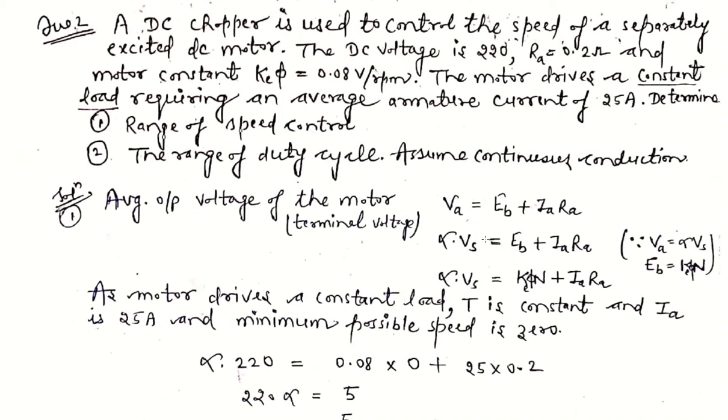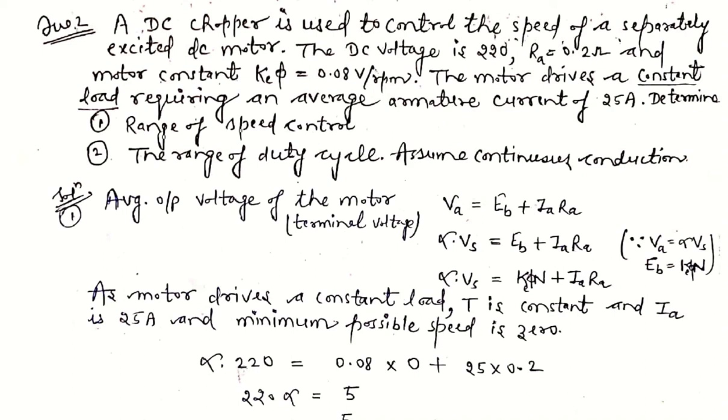So the output of the chopper works as the input to the DC motor terminals, and Eb can be written as Ke phi n, so Va equals Ke phi n plus Ia Ra. As the motor drives a constant load, there is a constant current flowing through the armature, and therefore the torque is constant. So it is a constant torque region problem, and Ia is 25 amperes. The minimum possible speed is 0. So the above expression is alpha Vs equals Ke phi n plus Ia Ra.